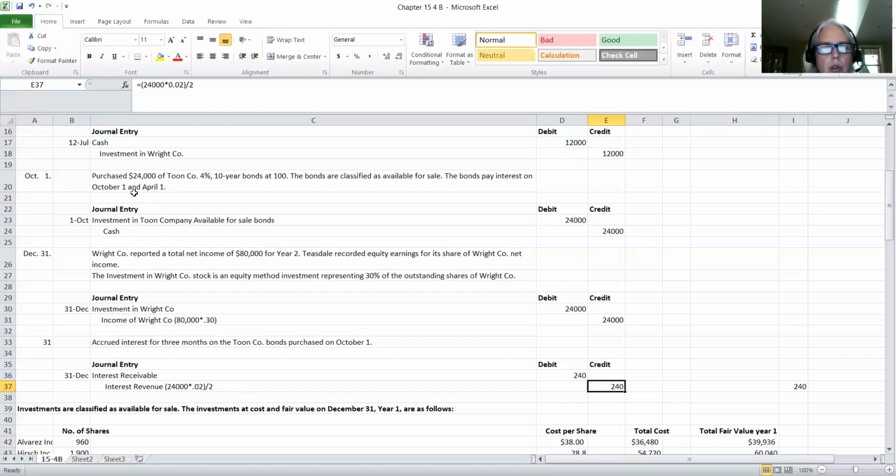They pay interest on October 1st and April 1st. Notice it's December 31st. So that's why we're accruing 3 months of interest, or we're accruing half of 6 months of interest, which would be 3 months. So 24,000 times half of the annual interest rate divided by 2 will give you $240, and this is interest that we have accrued.